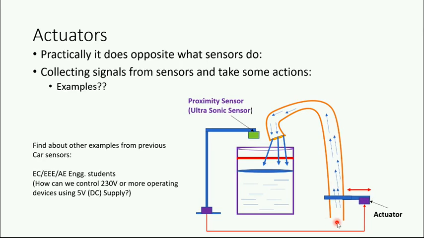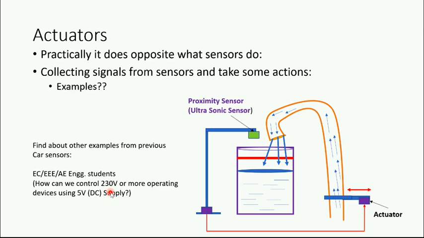When the water reaches this red level, this sensor sends an electrical signal, which is converted into mechanical action. So this actuator closes this valve, and this valve closes this pipe, the water flow, right? This is a simple example based on this sensor for EC, AAA, AE students.